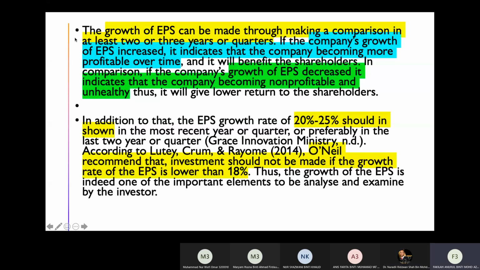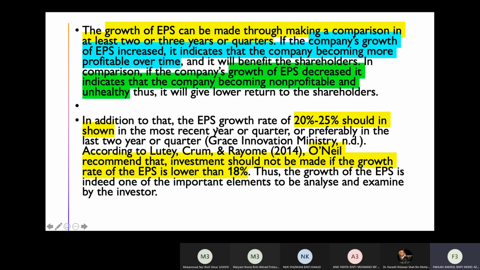As a summary, the growth of EPS can be determined by making a comparison across at least 2 or 3 years or quarters. If the company's growth of EPS increases, it indicates that the company is becoming more profitable over time. If the growth of the EPS decreases, it indicates that the company is becoming non-profitable and also unhealthy. So it will give a lower return to the shareholders if the EPS of the company decreases.